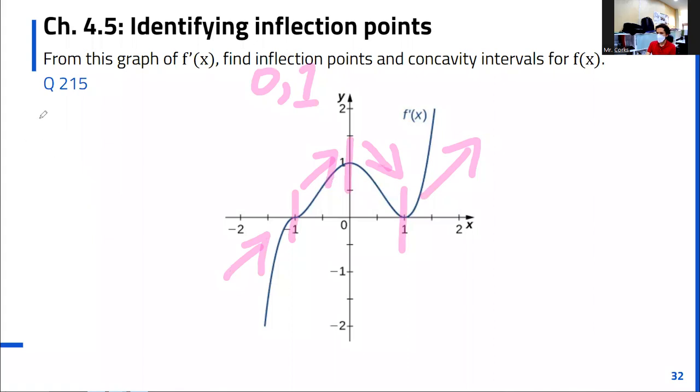Slopes are very negative. And then slope hits 0. And slopes go positive, and inflection points. Slopes are still positive. And they go flat.